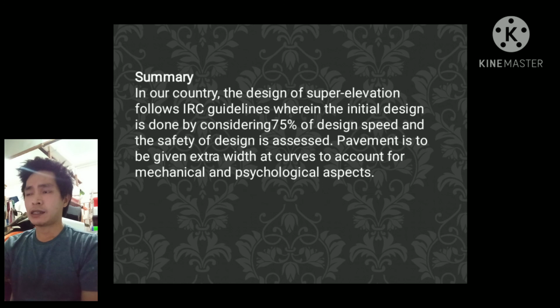Summary. In our country, the design of super elevation follows IRC guidelines. The initial design is done by considering 75% of design speed, and the safety of the design is assessed. Pavement is given extra width on curves to account for mechanical and psychological aspects. Thank you.